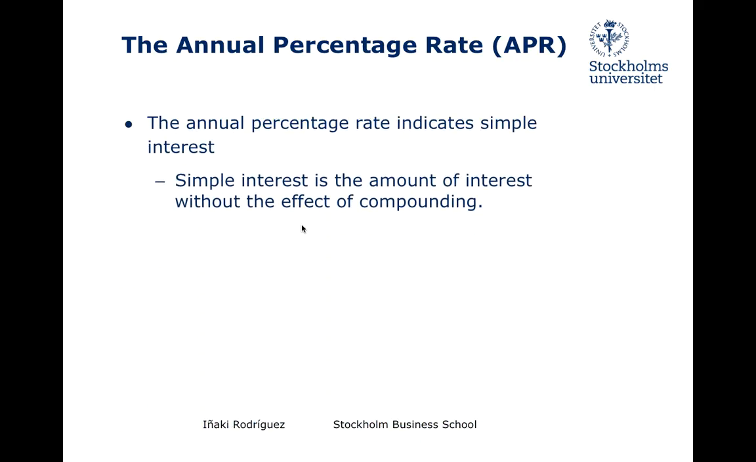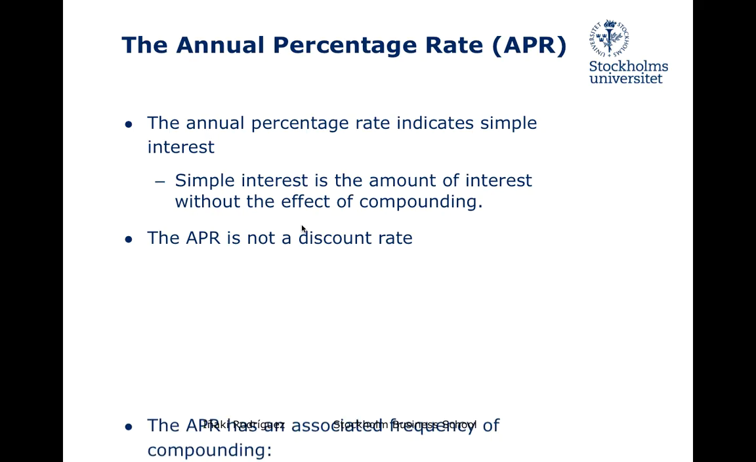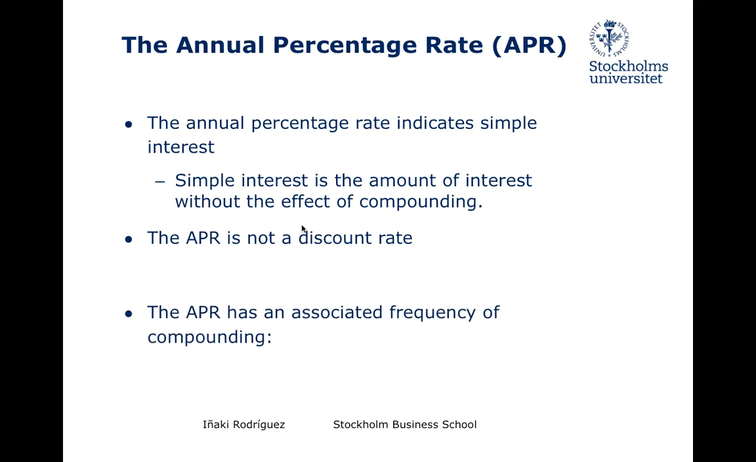The annual percentage rate can be interpreted as an indication of simple interest. That is, a rate that tries to capture the amount of interest earned or paid, leaving aside the effect of compounding. But most importantly, the APR is not a discount rate, so we cannot use it directly to compute present values. The APR is usually quoted with an associated frequency of compounding. For example, a bank offering a loan whose interest payments are made monthly may say something like, the APR is 6% with monthly compounding.